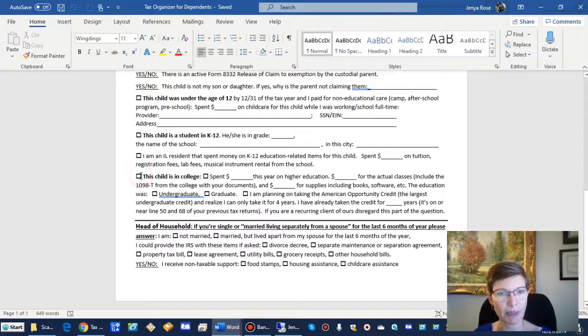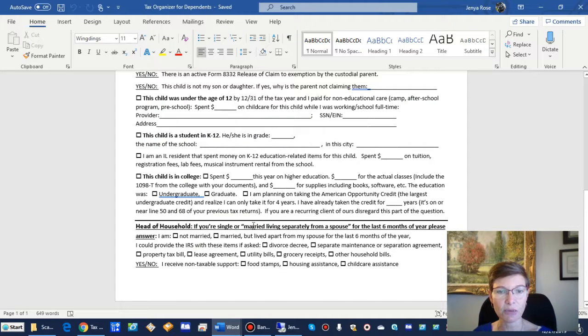Okay, the last section about college, that's self-explanatory. For this credit, it doesn't matter who paid for the education. So even if Granny paid for the education or your neighbor, if it's your dependent, you still get the credit. So this is a fantastic credit. Make sure that you mark it in here and you give us the 1098-T from the institution, university.